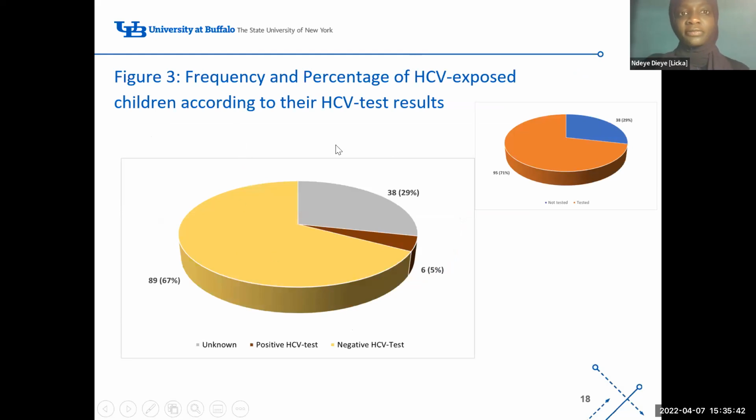Here we have the frequency and percentage of HCV exposed children according to their infection status, so their HCV test results. So we can see that 67%, corresponding to 89 children, were tested negative for HCV, while 6 children, so 5%, were tested positive for hepatitis C.